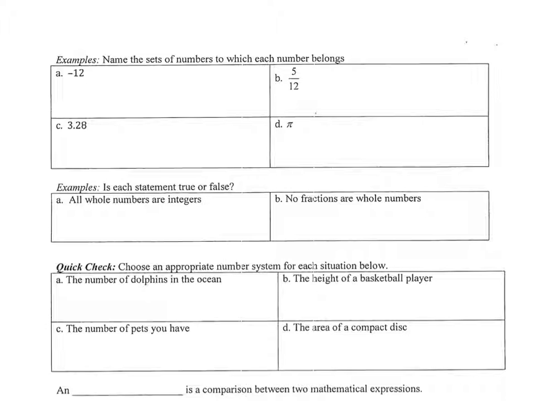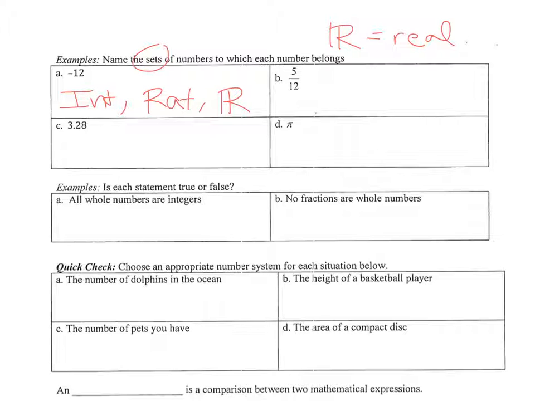So name all the sets of numbers each one belongs to. You want to start with the most specific one. So -12 is an integer. That makes it a rational number, which also is a real number. Now I'm going to write this means real, because that notation's used later on in math classes, so I'm just going to use it now. 5/12 is a rational number, and it's also a real number.